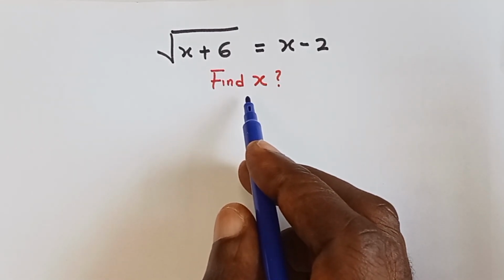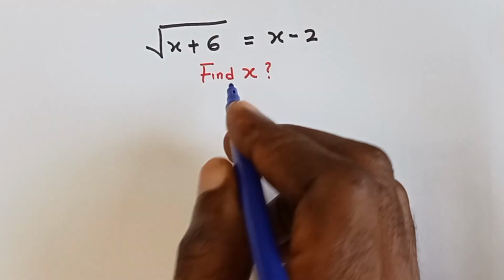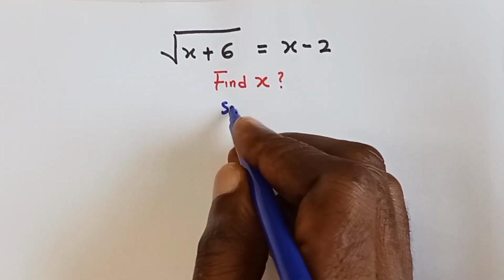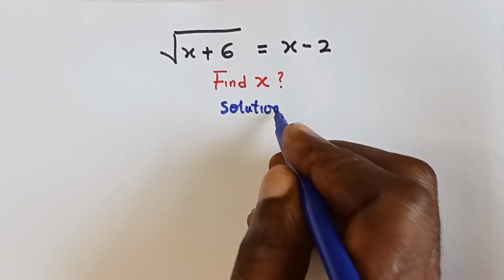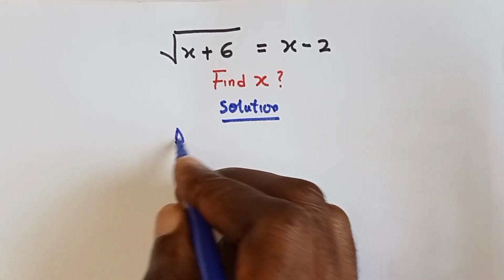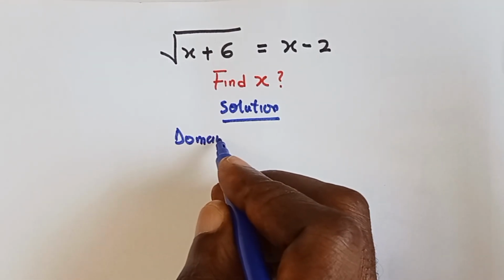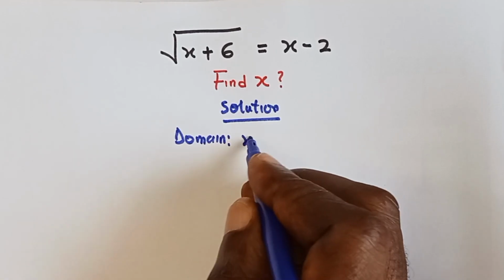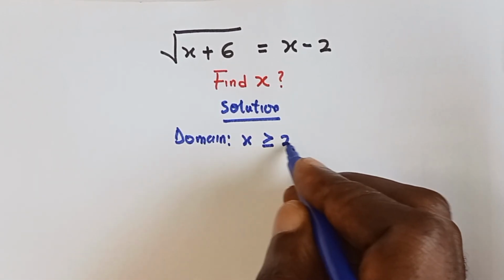In this video I want to show us the fastest way to solve this radical equation. Alright, solution. So what we are going to do is get our domain first. Alright, so now our domain is x must be greater or equals to 2.